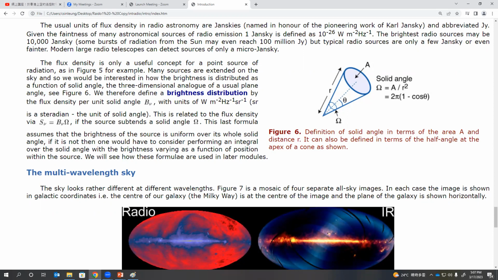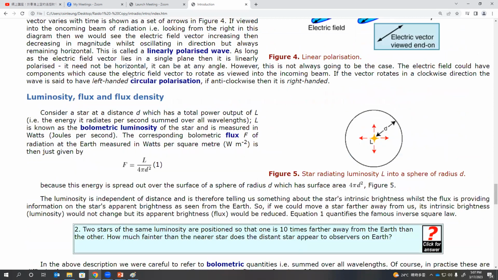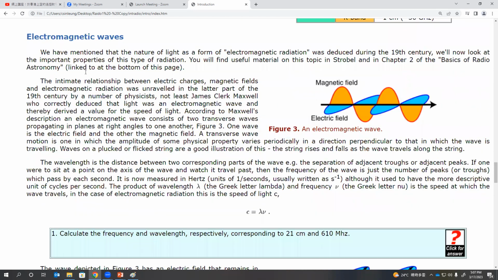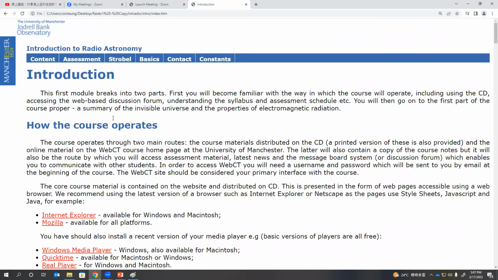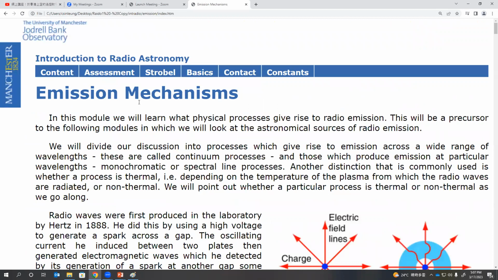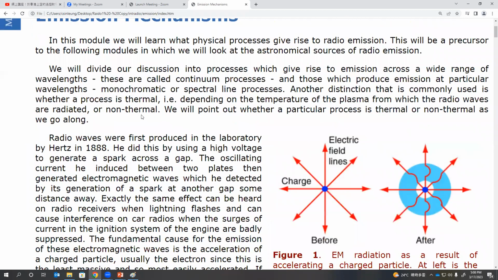Then we move on to another important remark that I would like to talk about very briefly: the so-called emission mechanism. Maybe you say, you taught me that we can use some parameters to measure or quantify the signal or intensity that we detect from the sky. However, where did it come from? This is a good question.